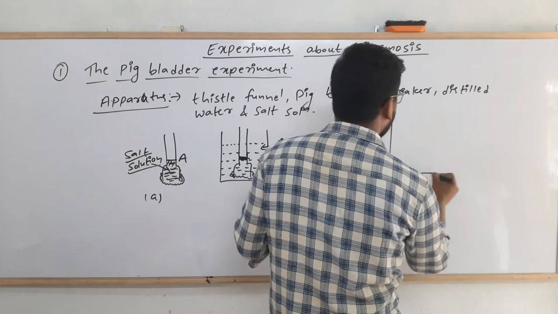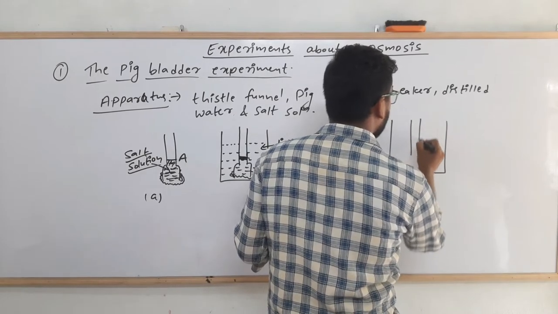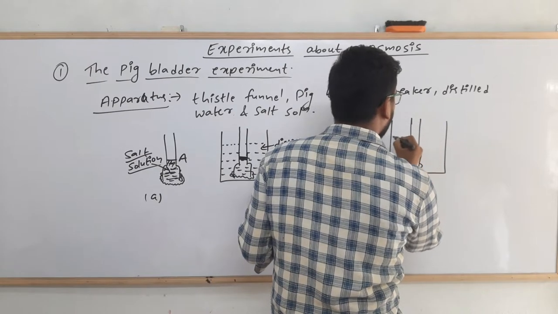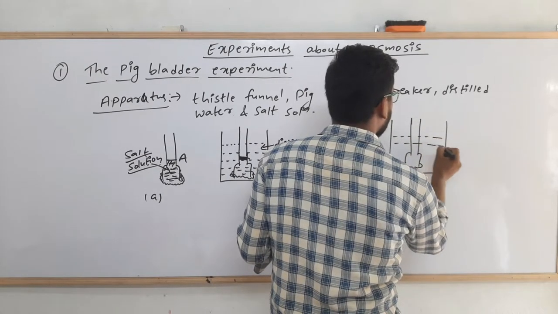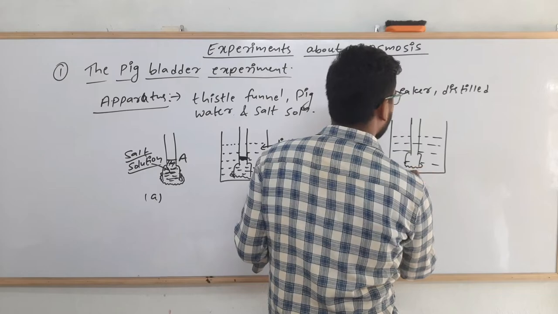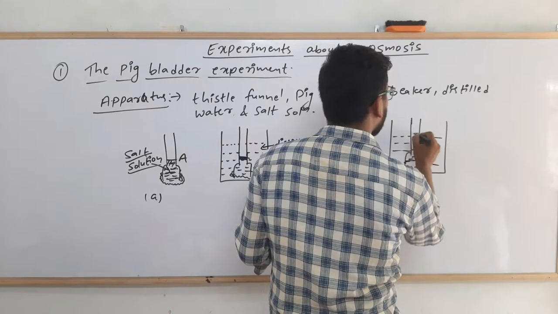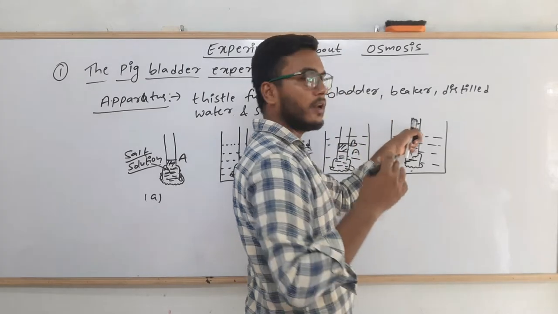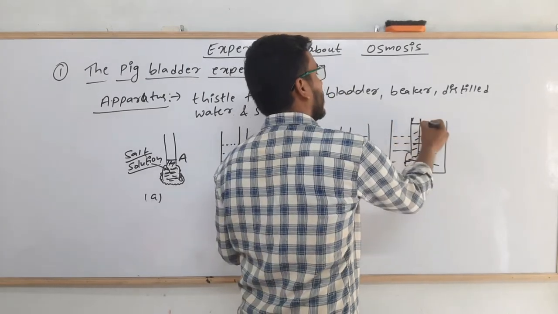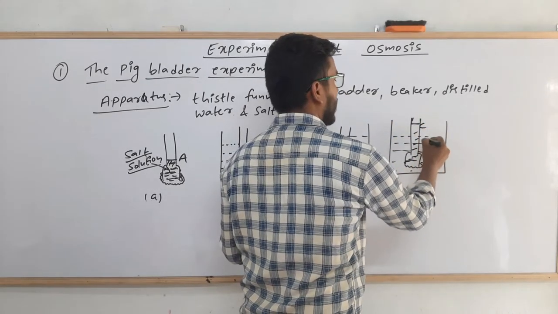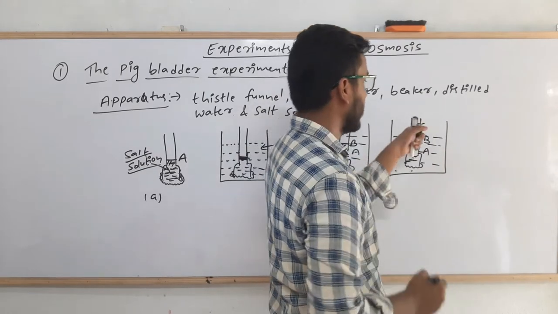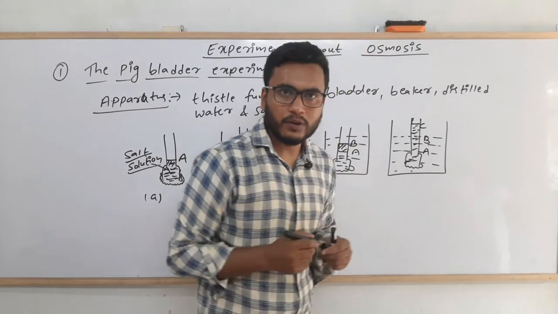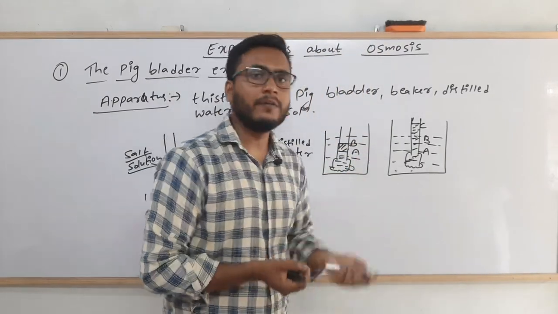And after some time, if we notice the thistle funnel again, then the water level will be here, but the sugar solution level will be somewhere here. You can see over here, the level of the sugar solution is higher. This is C, this is A, this is B. See, then obviously the level of the sugar solution increases, we get this type of result.